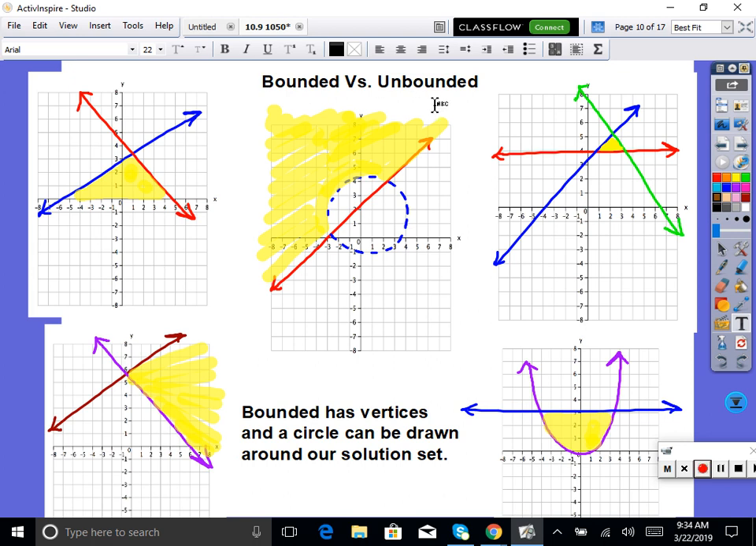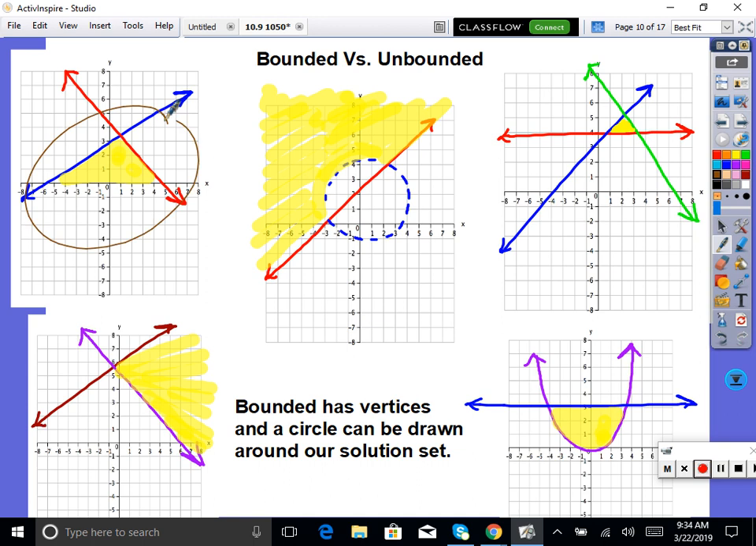So bounded versus unbounded solution sets. Bounded solution sets have vertices, meaning corner points. It's restricted to a certain area. Basically, guys, if you can draw a big old circle around your solution set, it's bounded. If it's unbounded, it's an infinite solution set. So with this first example right here, would this be considered bounded or unbounded? Yeah, bounded. Here's my solutions right there and only right there. There are vertices or corner points. All right, and then right here would be unbounded, because you can't circle it. Unbounded, bounded, bounded. Okay, you guys get that.